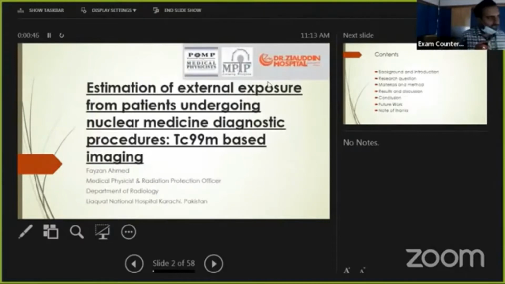My name is Faizan Ahmed, and I am a medical physicist and radiation protection officer at Yagat National Hospital, Karachi. The topic of today's presentation is estimation of the external exposure from the patients undergoing nuclear medicine diagnostic tests. It is a research-based project which was performed at our facility, and I will be sharing with you the findings of that research.